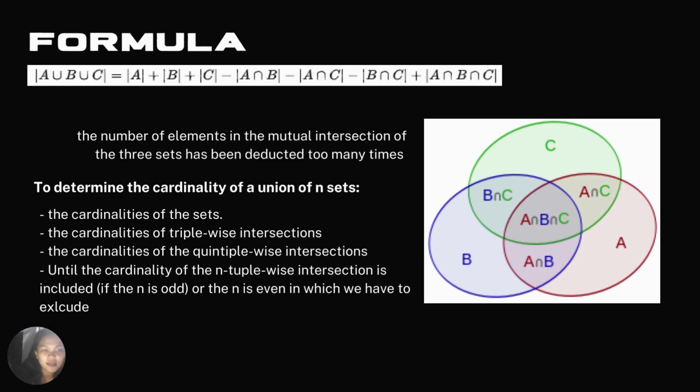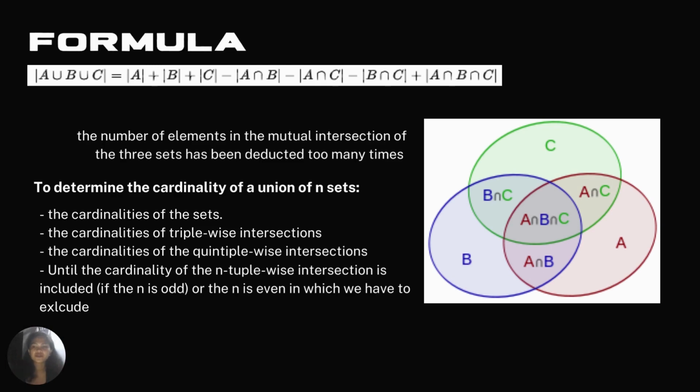So the formula is: the cardinality of the union of A, B, and C is equal to the cardinality of A plus B plus C, minus the cardinality of the intersection of A and B, minus the intersection of A and C, minus the intersection of B and C, plus the cardinality of the intersection of A, B, and C. So in the image, you can see there are three sets A, B, C, and their intersections.